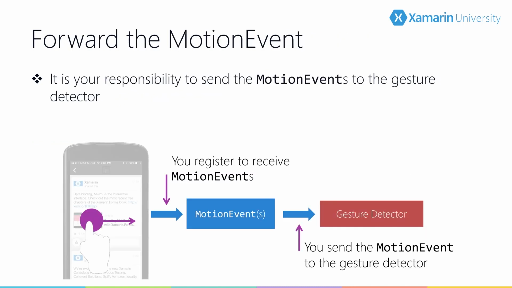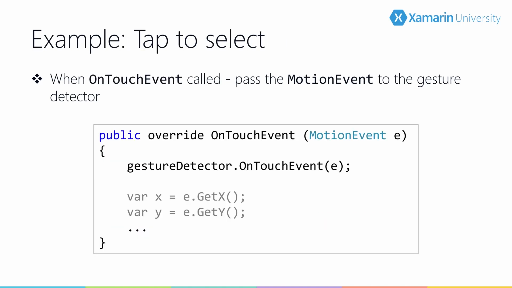And then there's one more step before the GestureDetector is able to do its job. The MotionEvent objects generated from touch interactions must be passed on to the GestureDetector, and that doesn't happen automatically. So here's an example. We simply call the GestureDetector's OnTouchEvent method, and we'll pass in the MotionEvent. You can continue to use the MotionEvent for other purposes as well. You can respond directly to the MotionEvent actions, or you can even pass it on to a second GestureDetector.